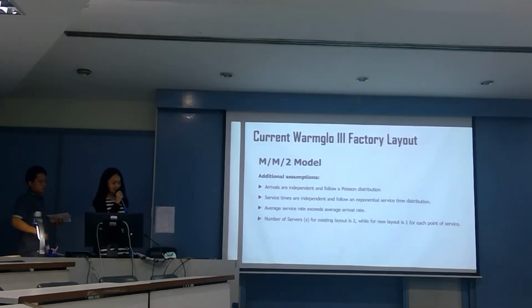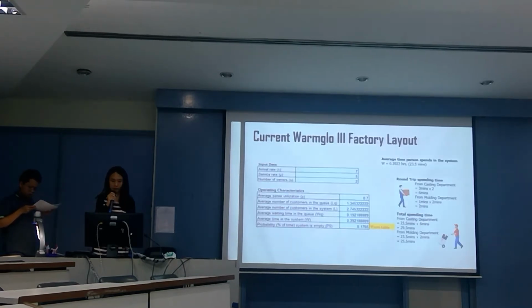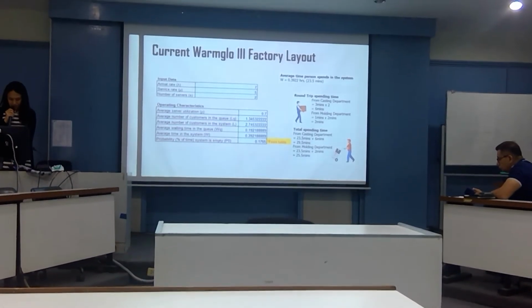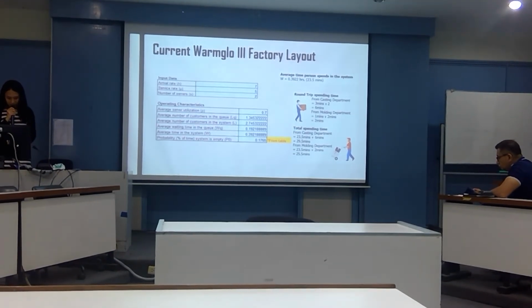Okay, for the existing layout, we use the M/M/2 model to solve the problem because arrivals follow a Poisson distribution and service time follows an exponential distribution, and we have two people, Peter and Bob, as the servers right now. For the calculation part, the arrival rate or lambda is 7, the service rate or mu is 5, the number of servers or s is 2, and you can see the average service rate exceeds the average arrival rate, which matches the model assumption.